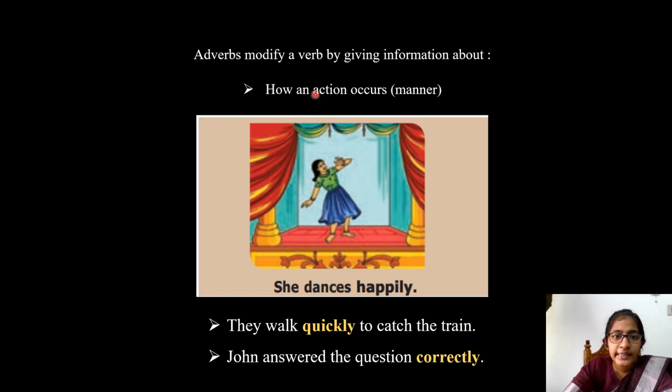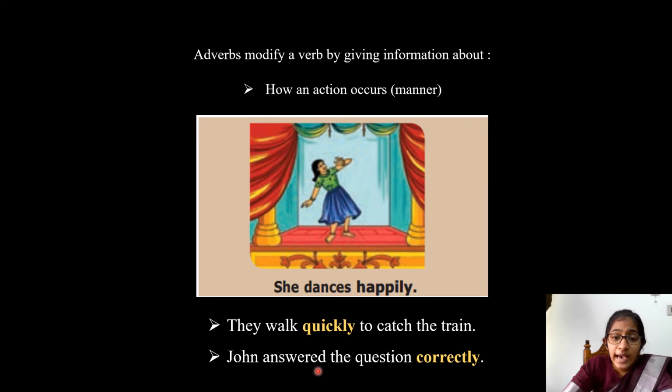The next point: adverbs modify a verb by giving information about how an action occurs. That is the manner of the action. She dances happily. How does she dance? She dances happily. So the manner is explained here. We got the information about how the dance occurred. Another example: they walk quickly to catch the train. How do they walk? Quickly. That is the manner.